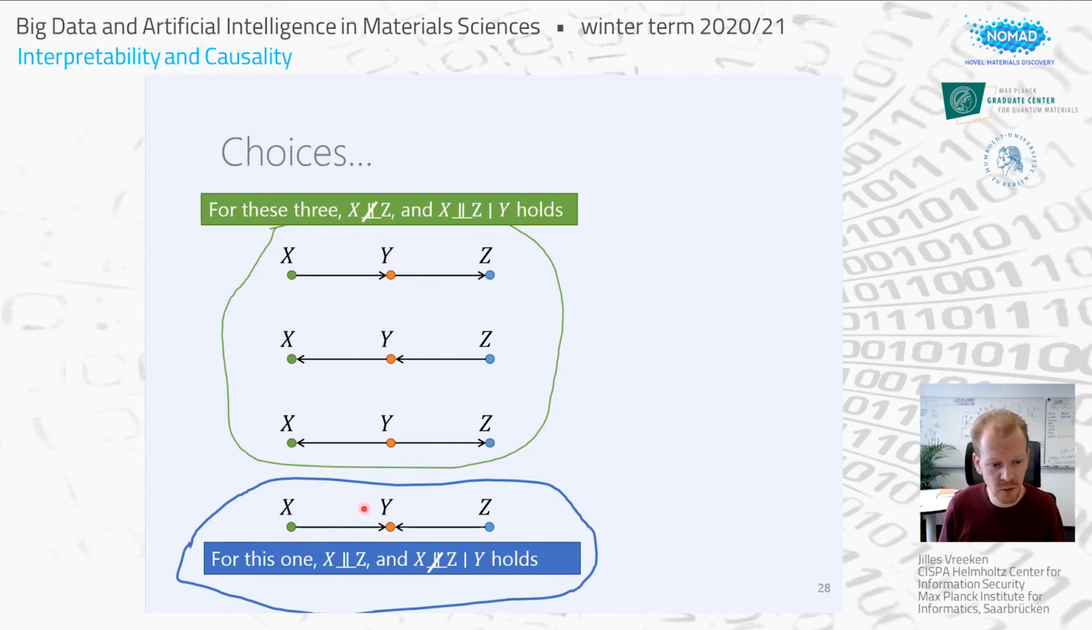However, the moment I condition on the middle variable, just like I did here at the top, all of a sudden they become dependent because Y is the accumulator of the information from X and Z, right? It's a collider, as we call it.